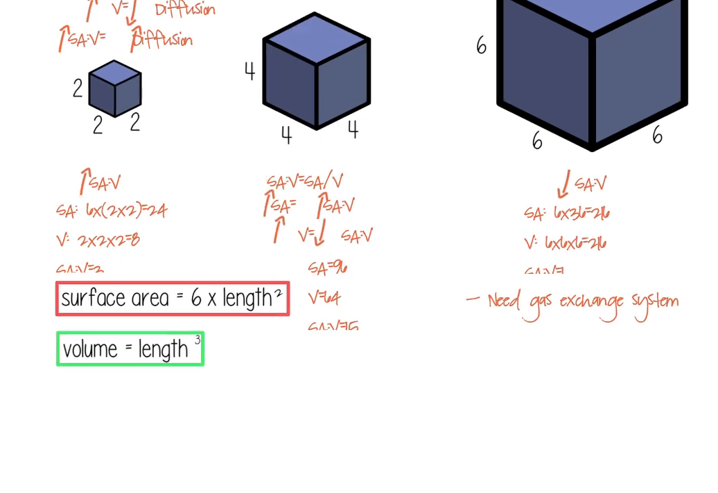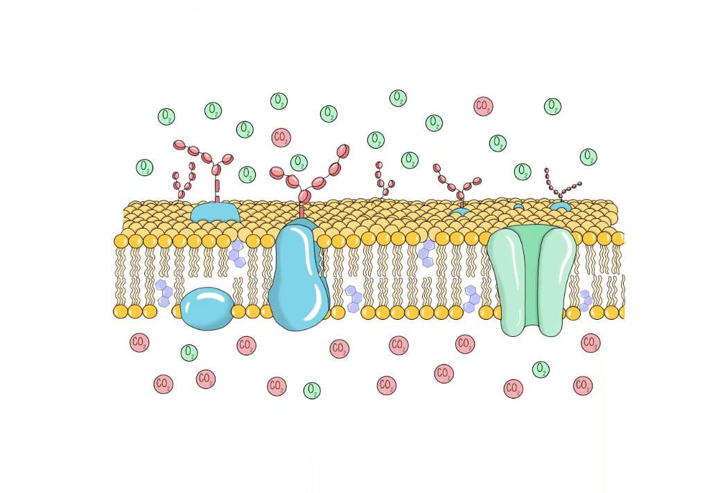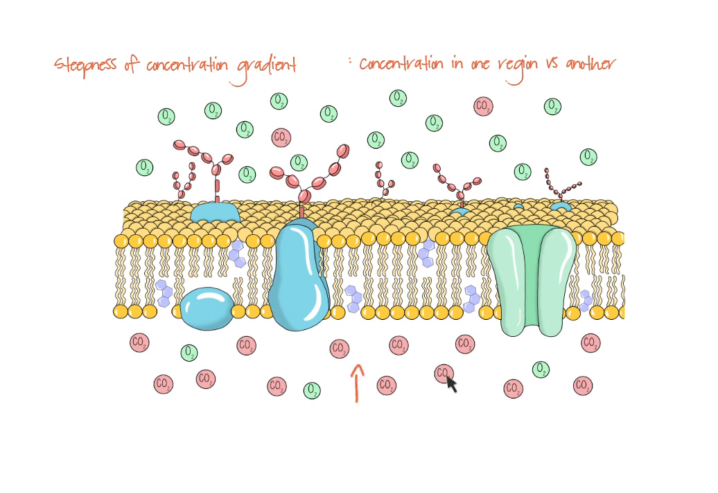But even surface area to volume ratio and diffusion distance aren't the only factors that affect the rate of diffusion. The steepness of what is called the concentration gradient also affects the rate of gas exchange. A concentration gradient means the difference in concentration of a substance in one region compared to another region. For example, in this diagram, the inside of the cells have a higher concentration of carbon dioxide, and the outside has a much lower concentration.